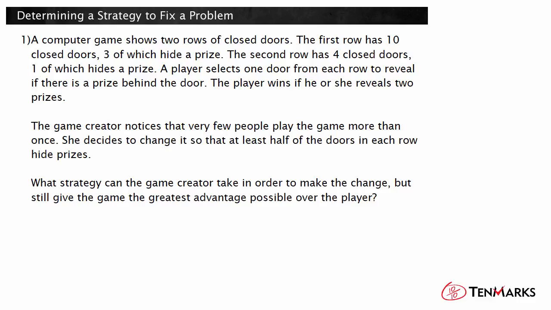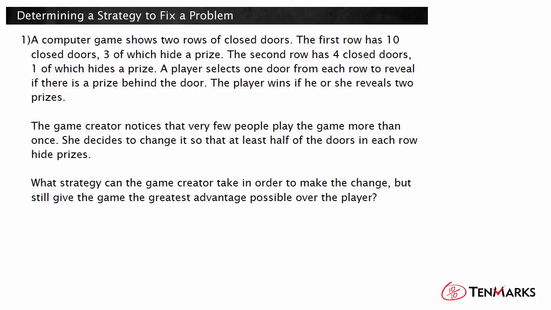A computer game shows two rows of closed doors. The first row has 10 closed doors, 3 of which hide a prize. The second row has 4 closed doors, 1 of which hides a prize. A player selects one door from each row to reveal if there is a prize behind the door. The player wins if he or she reveals 2 prizes. The game creator notices that very few people play the game more than once. She decides to change it so that at least half of the doors in each row hide prizes. What strategy can the game creator take in order to make the change, but still give the game the greatest advantage possible over the player?